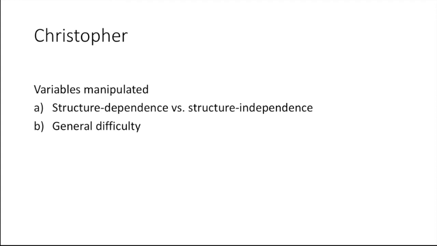So the variables that were manipulated were structure dependence versus structure independence and general difficulty. Structure dependence and structure independence is because it is hypothesized that all possible languages are structure dependent. More of this in a second.